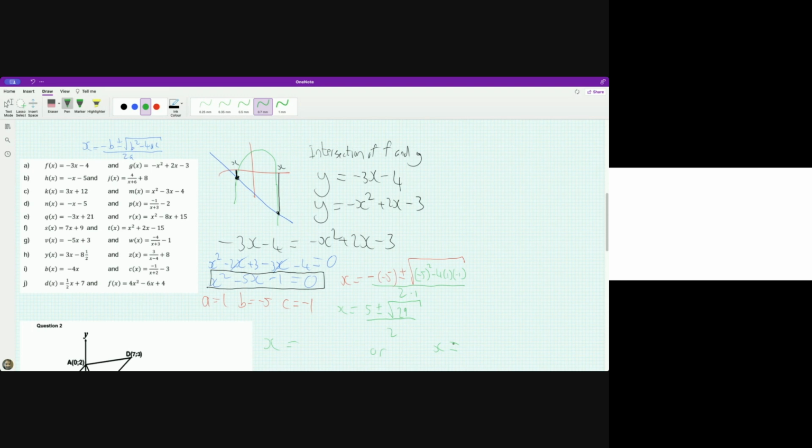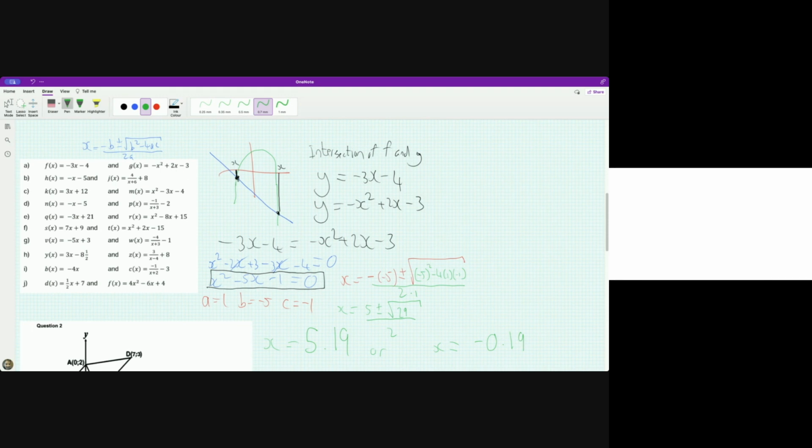5 plus square root 29, and then divided by 2, I get 5.19 for the one, and the other one, 5 minus square root 29 divided by 2, I get minus 0.19. Give me a thumbs up if you're there with me.